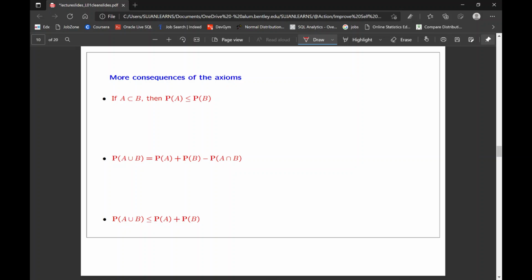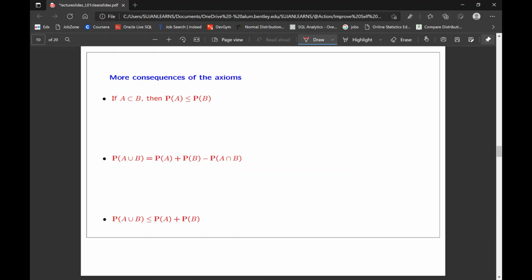Today I'll be discussing some consequences of the axioms. We'll mainly talk about four consequences of the axioms. First, if A is a subset of B, then probability of A is less than or equal to probability of B. That's the first consequence we'll talk about.